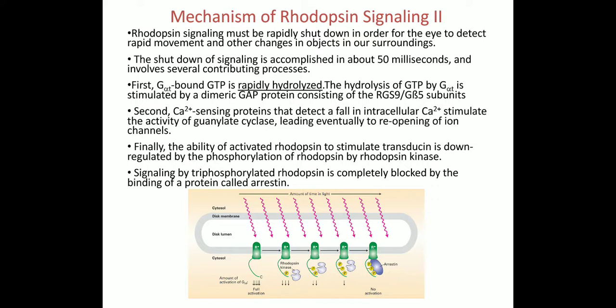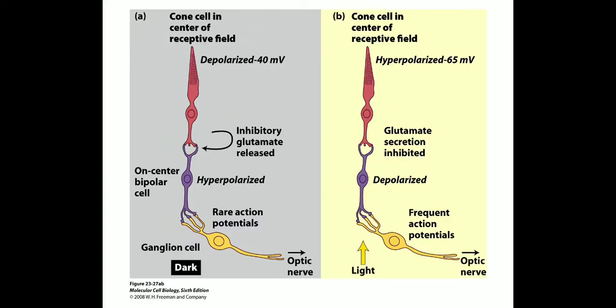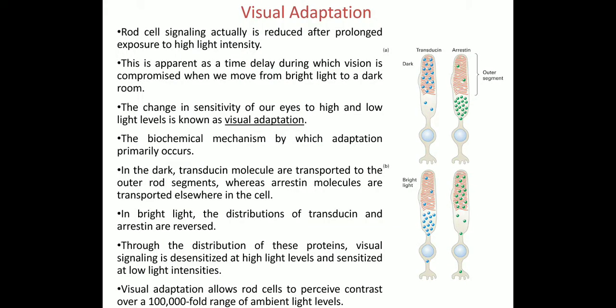The ability of activated rhodopsin to stimulate transducin is downregulated by phosphorylation by rhodopsin kinase, and finally it is blocked by the binding of a protein called arrestin to the rhodopsin. This is the visualization of the rod in the dark and in the light. Then visual adaptations.